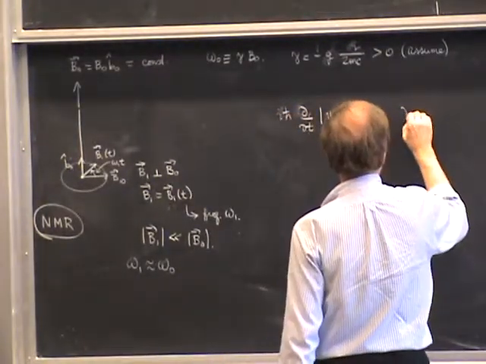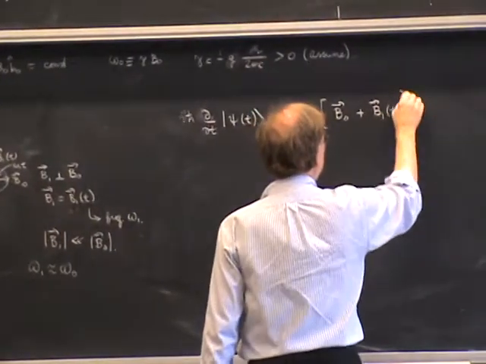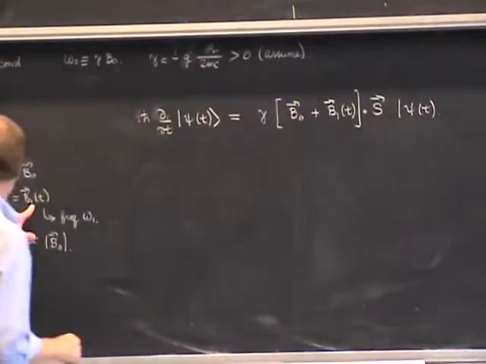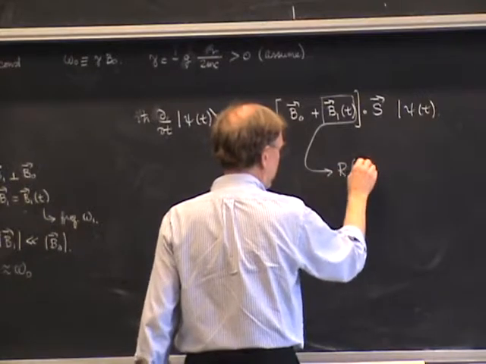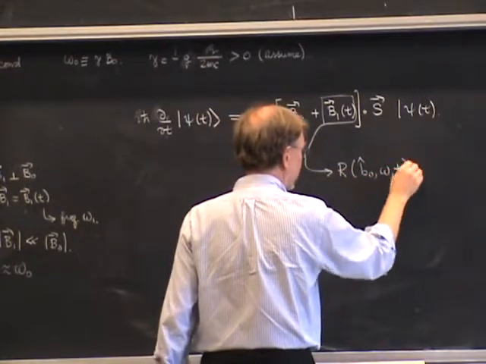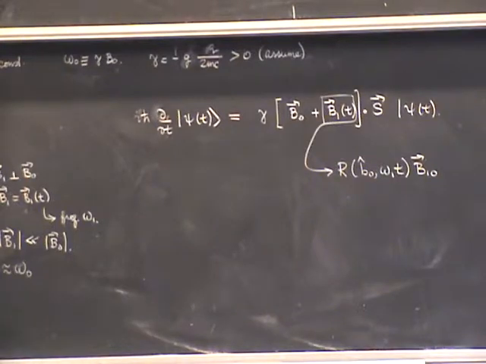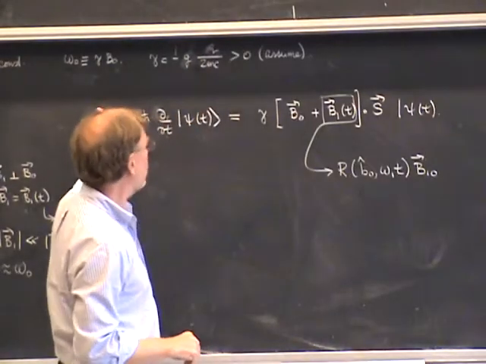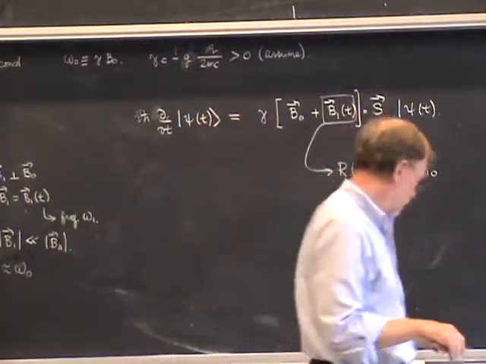So it's going to be gamma times the total magnetic field, which is the B0 vector plus the B1 vector, which is a function of time, dotted into the spin vector, of psi of t. And this B1 vector, which is rotating in this counterclockwise direction, we can write as a classical rotation about the axis B0 hat with an angle which is omega 1 t applied to the initial conditions of B1-0. So this classical rotation is doing this, rotating from B1-0, swinging it around. So we capture the time dependence of the perturbing field by this classical rotation. So this is the Schrodinger equation, which next Monday I'll solve for you. Turns out it has an exact solution. Okay. Right.